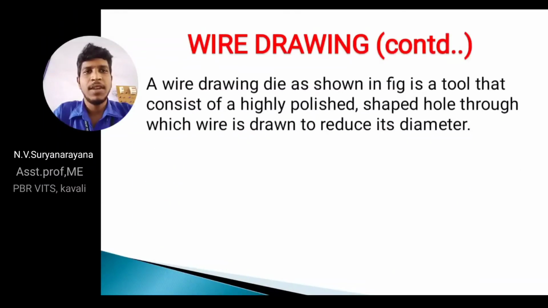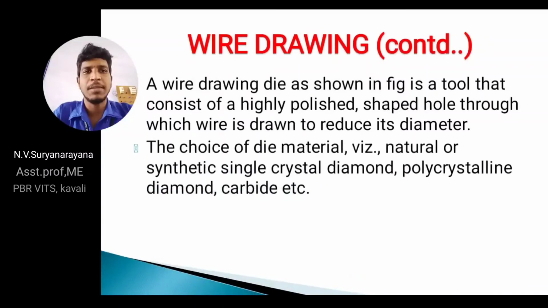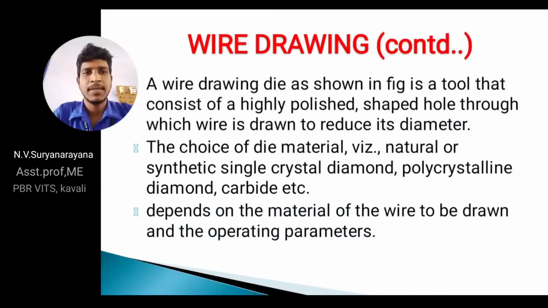And next, the wire drawing die is a tool that consists of a highly polished shaped hole through which the wire is drawn, reducing its diameter. The choice of die material, that is natural or synthetic single crystal diamond, polycrystalline, or carbide, etc., depends on the material of the wire to be drawn and the operating parameters.